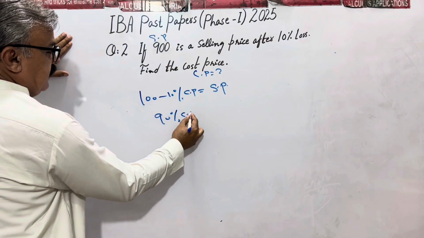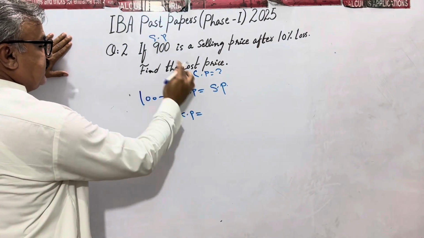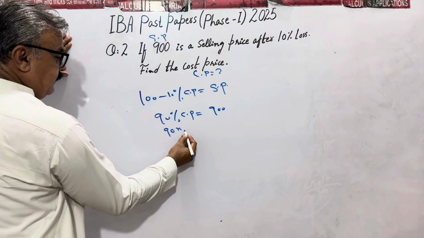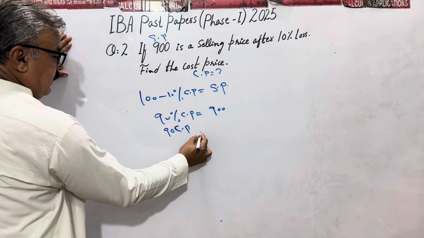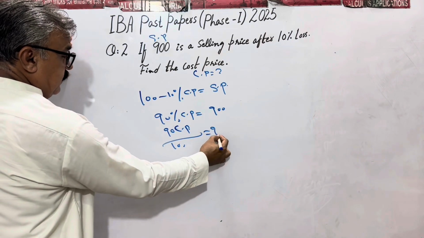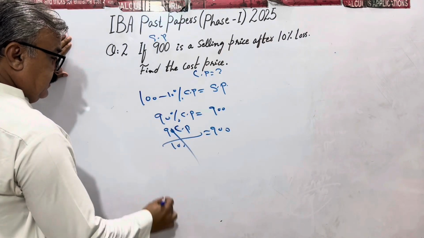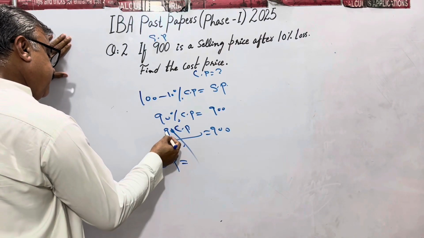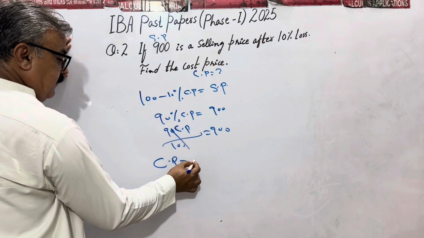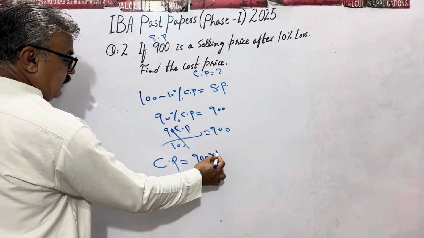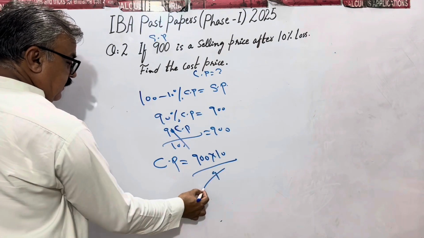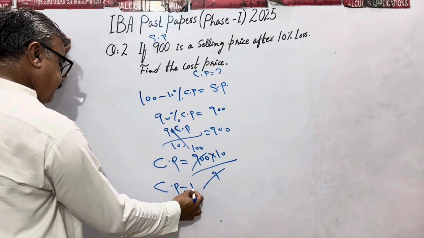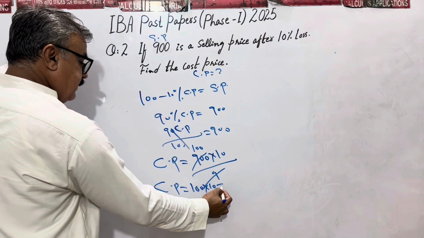90% of the cost price is equal to the selling price, which is given as 900. To remove the percent, divide by 100. Sorry, I have written CP here. CP divided by 100 is equal to 900. The zeros cancel out. Solve for CP: 10 goes from division to multiplication, 9 goes from multiplication to division. We have 900 times 10 over 9. Applying the table one time, the zeros are the same, so 100 times 10 is our 1000.